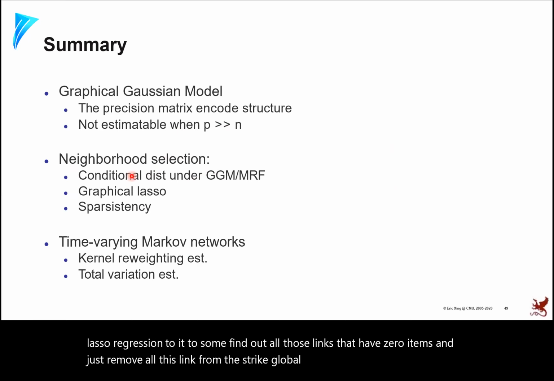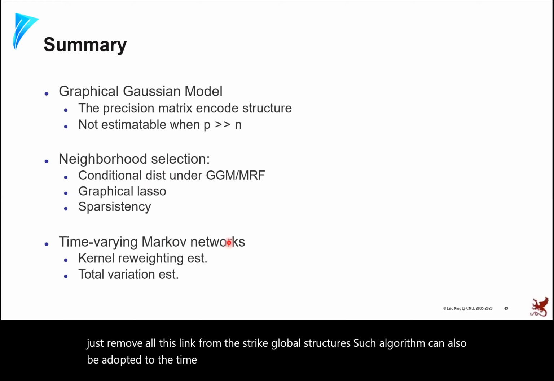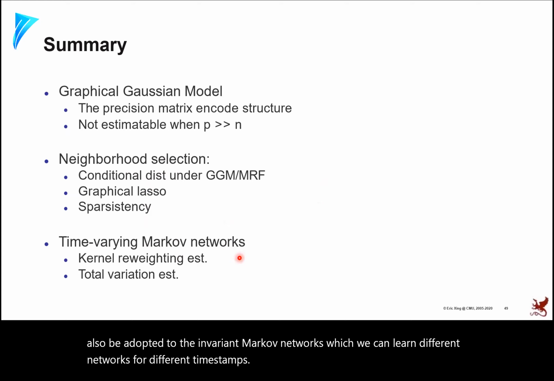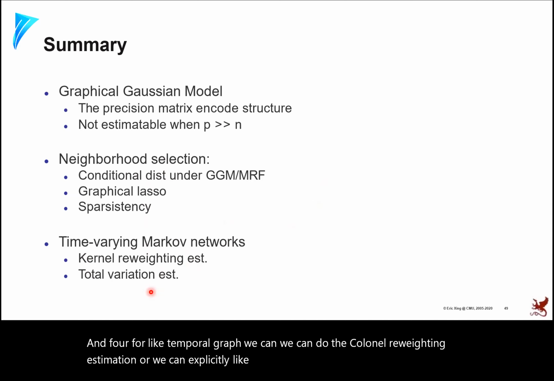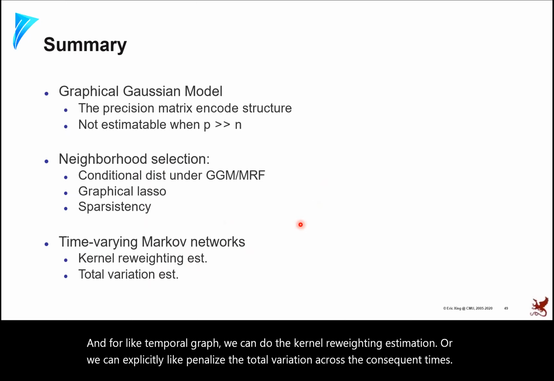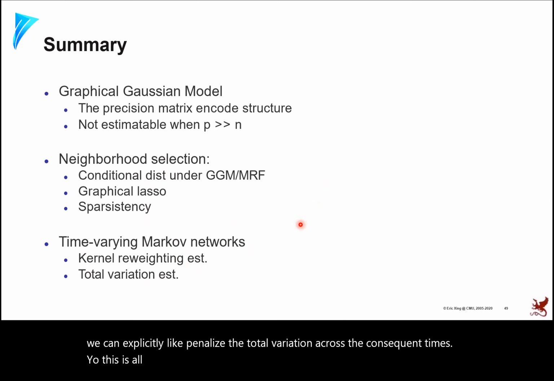Such an algorithm can also be adopted for time-varying Markov networks, where we can learn different networks for different timestamps. And for temporal graphs, we can do kernel reweighting estimation, or we can explicitly penalize the total variation across consecutive times. This is all about the methods introduced by Eric Xing.